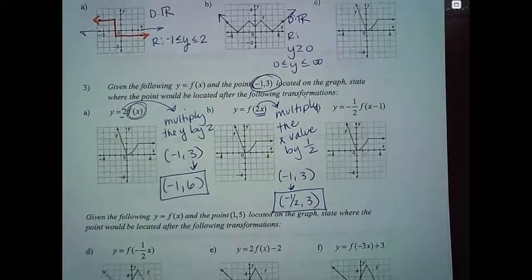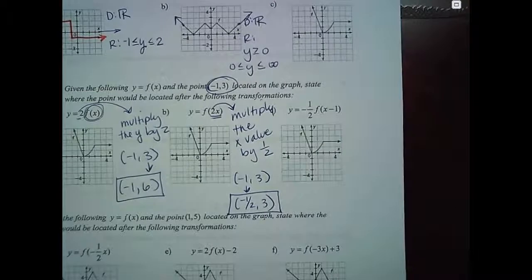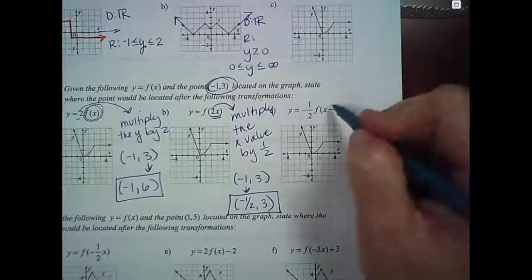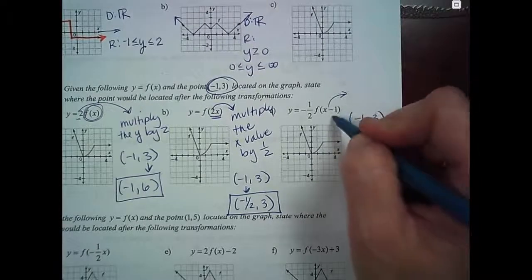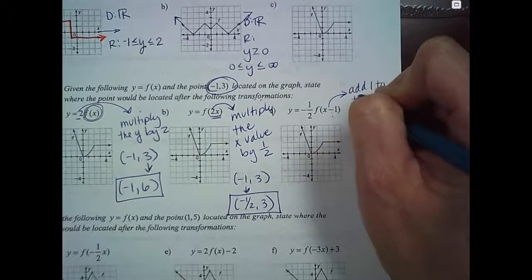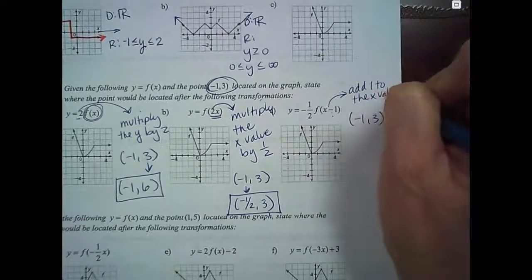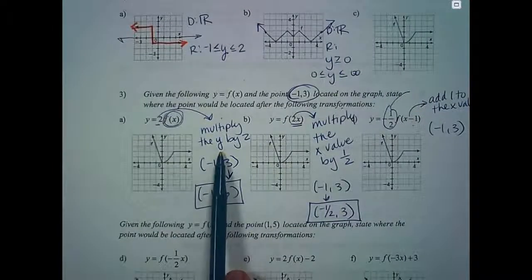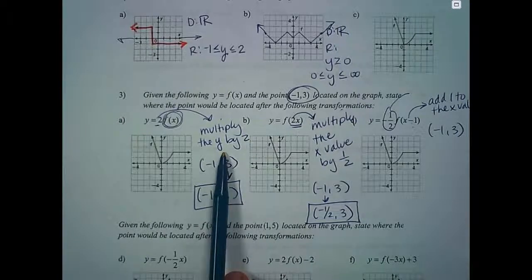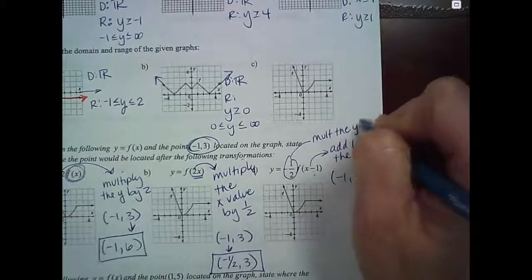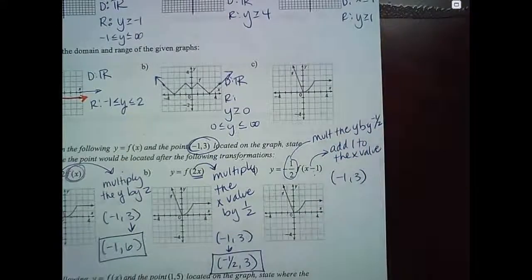So let's move to C. All right, what do you think is going to happen here? If you've got a point, negative 1, 3, this part right here is going to move it to the what? Right. So we need to add 1 to the x. And what are you going to do with the 1/2? When it's outside the function, what did we do earlier on A? We multiply the what value? The y. So multiply the y by negative 1/2. Multiply the y by negative 1/2.